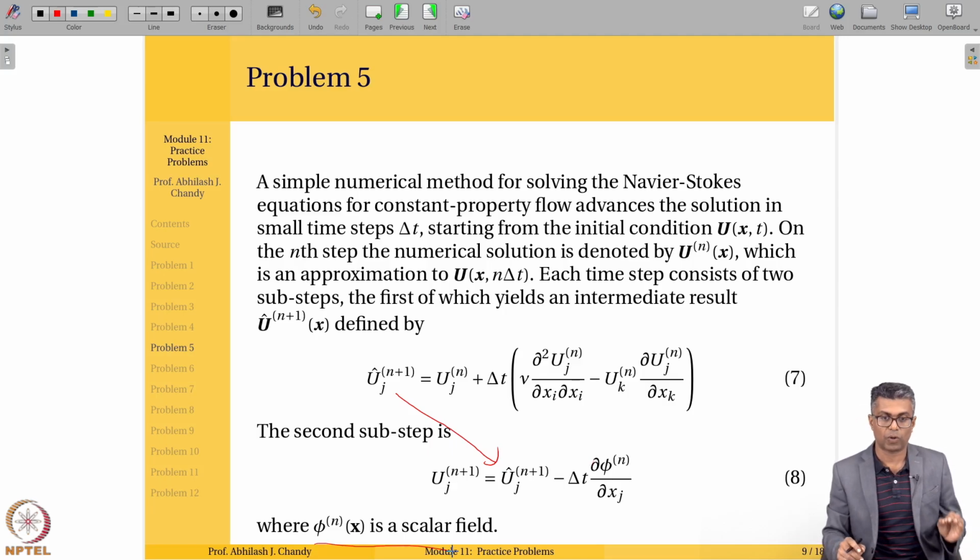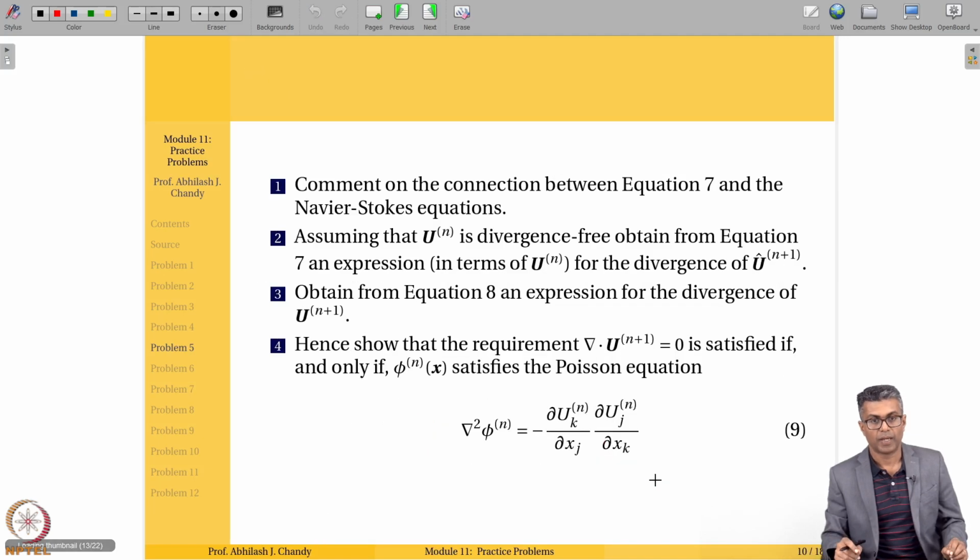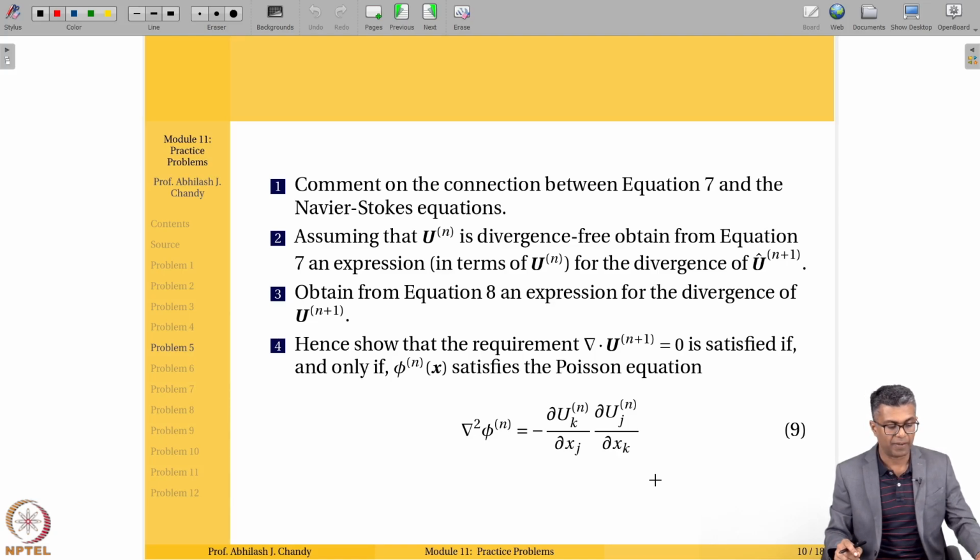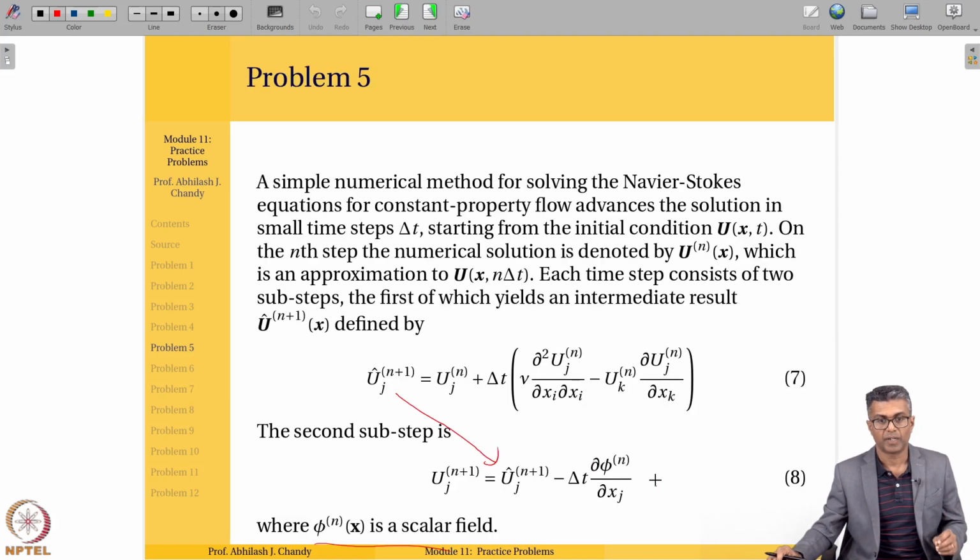Okay, this is your situation. You are trying to evaluate the velocity field at every time step, but it is evaluated in 2 sub-steps. This is the first sub-step, equation number 7, and this is the second sub-step, which is equation number 8. What are the questions? First question is, comment on the connection between equation 7 and the Navier-Stokes equations. So how does equation 7 relate to the Navier-Stokes equations? How does it correlate with the Navier-Stokes equation?